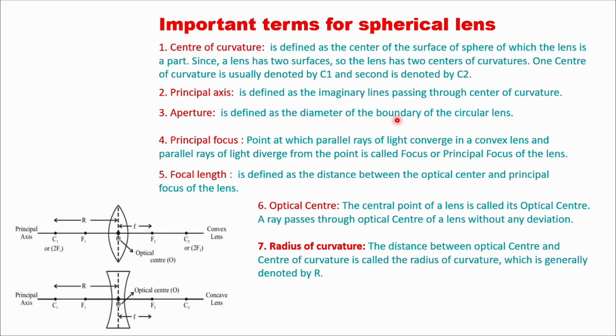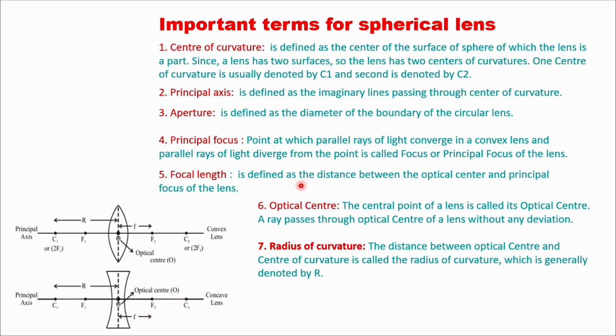Aperture is defined as the diameter of the boundary of the circular lens. Then principal focus: the point at which the parallel rays of light converge in a convex lens, and from which parallel rays of light appear to diverge in a concave lens, is called the focus or principal focus of the lens, that is F1, F2.